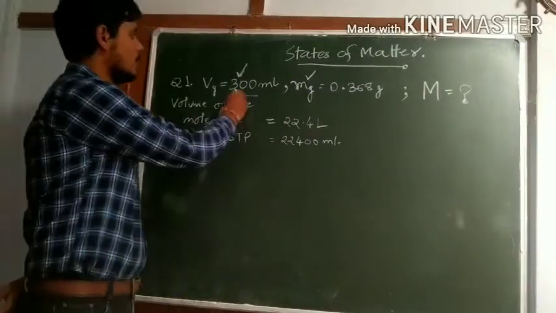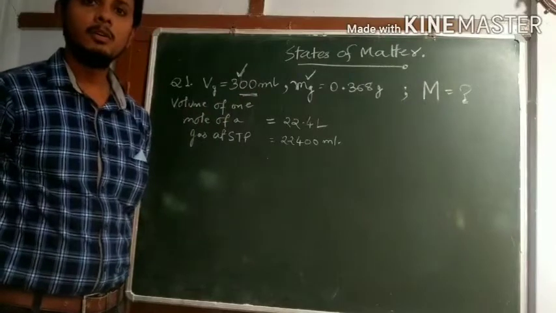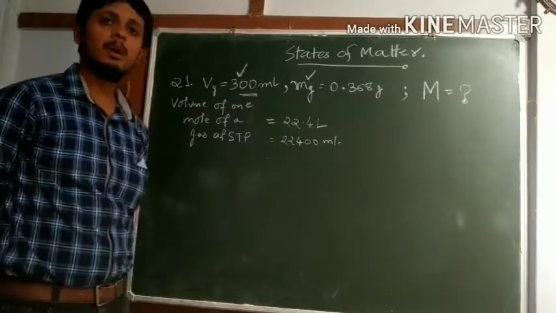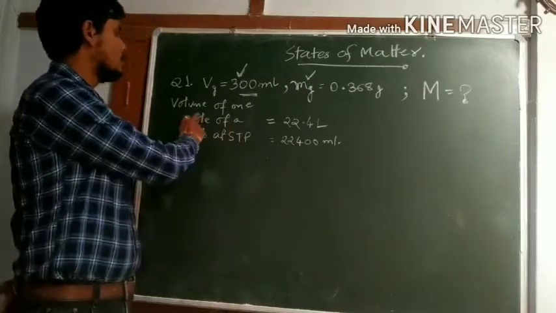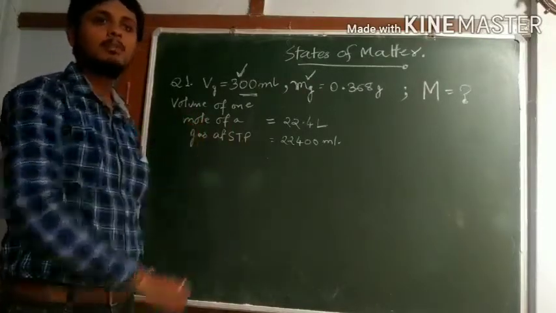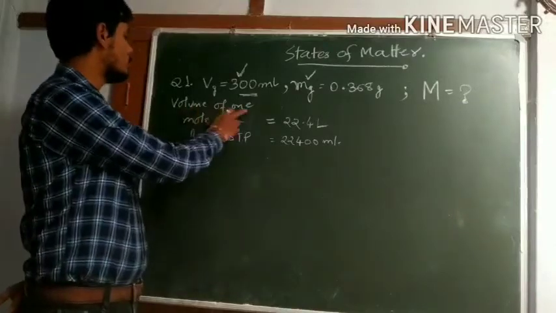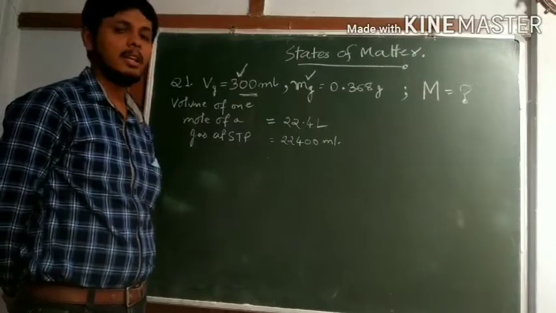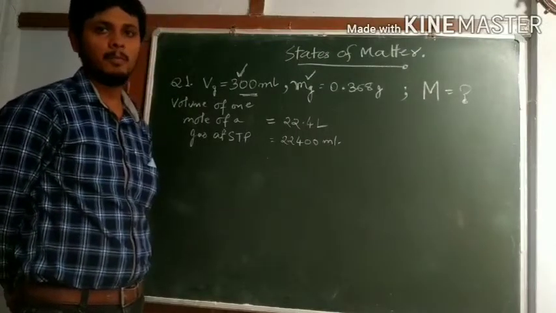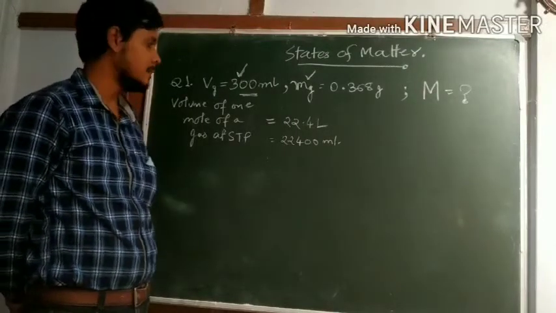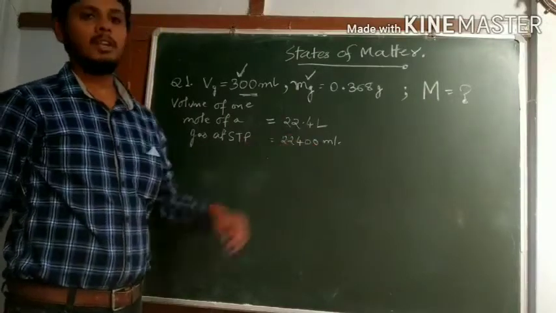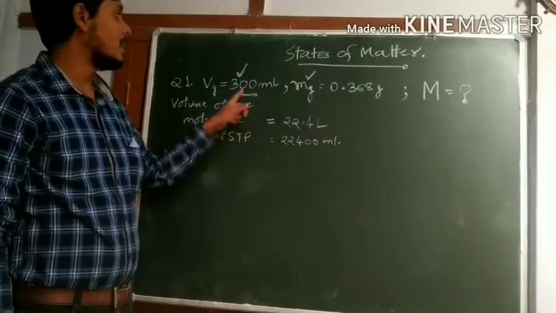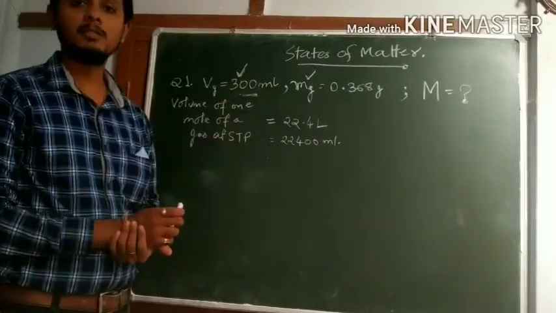From the given volume of the gas, we are going to find the number of moles of the gas. So how will we find it out? We will find it out using the molar volume of the gas. Volume of 1 mole of a gas at STP is called the molar volume of a gas, and it is 22.4 liter.